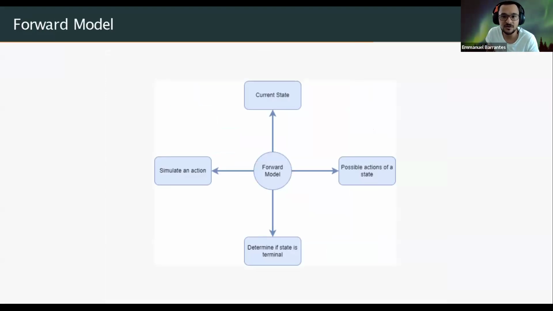The forward model is used in the simulation phase for the Monte Carlo tree search algorithm and the rollout phase for the rolling horizon. Its main functions include providing the current state of the game, composed of two matrices. One defines the elements of the screen and the other the player's inventory. It lists the possible actions in a given state. It also identifies if a state is terminal and simulates an action. This simulation is done based on a current state and generates a new post-action state.